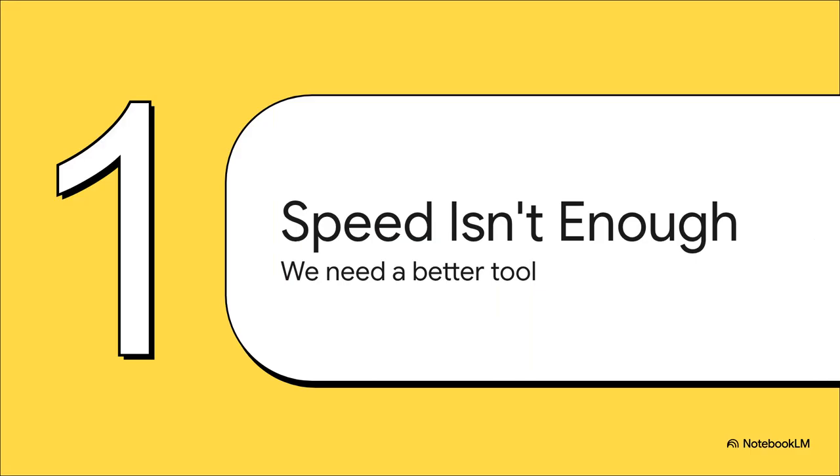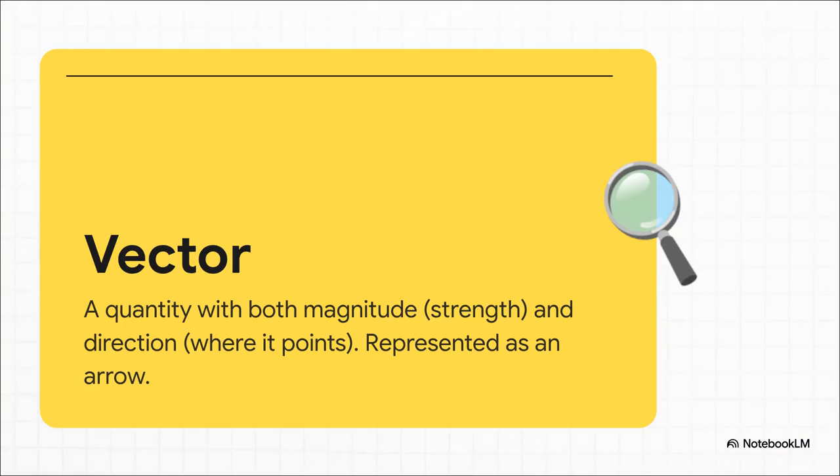See, to really describe pretty much anything that moves or has a direction in our world, just knowing the speed isn't going to cut it. We need a better tool for the job. And that amazing tool is the vector. The absolute easiest way to think about a vector, it's just an arrow. That's it. The length of that arrow, that's its magnitude, its strength or its speed. And whichever way the arrow points, well, that's its direction. Pretty simple when you think about it like that, right?